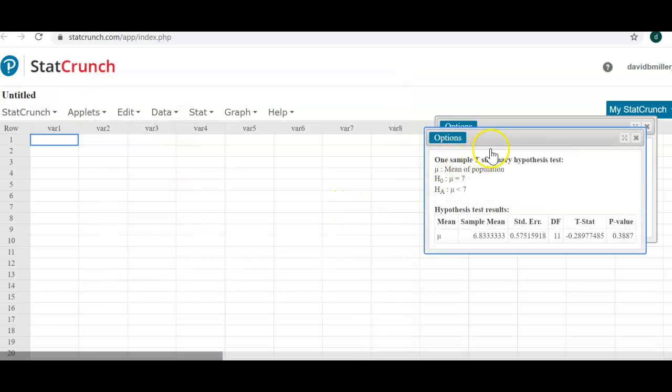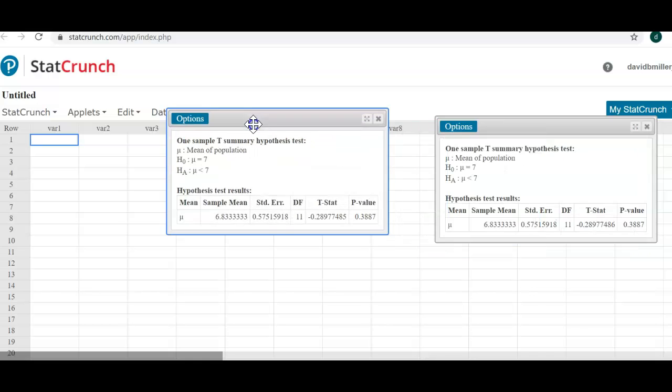So compute, and you can see degrees of freedom is 11, our t-stat is negative 0.28977, and our p-value is 0.3887. We were looking for a p-value of less than 0.05, so that didn't happen, so that's why we could not reject the null hypothesis. Now, if you wanted to do this by comparing the t-stat to a critical value, you could do that.